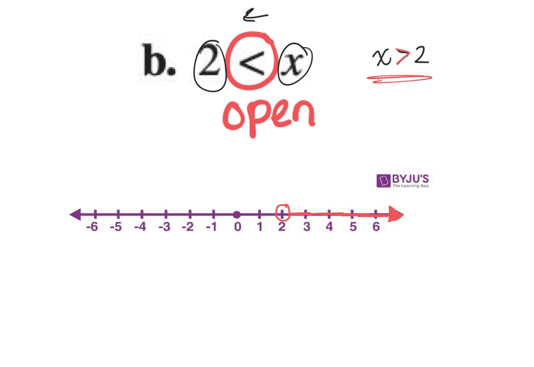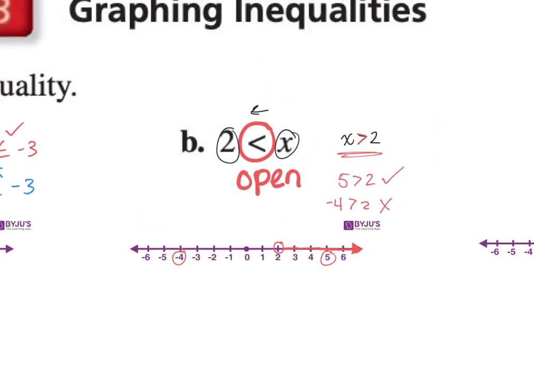So we've shaded this. So would 5 work? Is 5 bigger than 2? Yes, so it's part of our shaded region. It should work. Is -4 gonna work? Is -4 bigger than 2? No, it should not work. It's not part of our shaded region, okay?